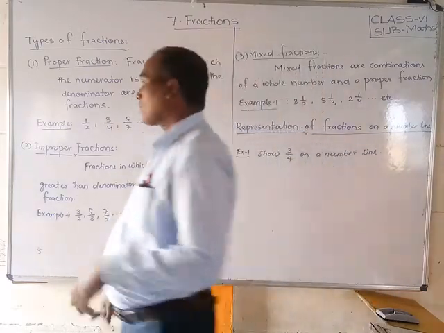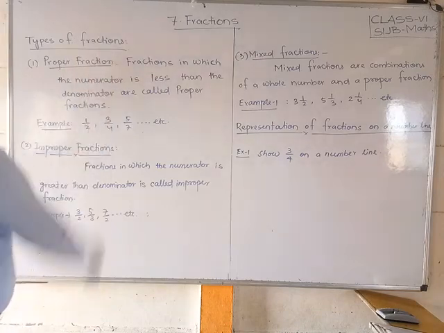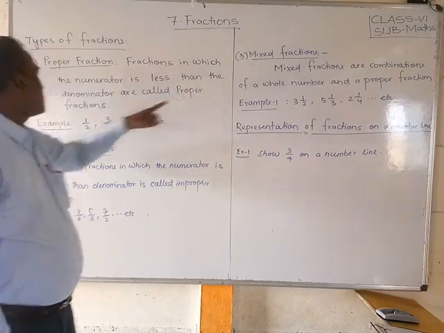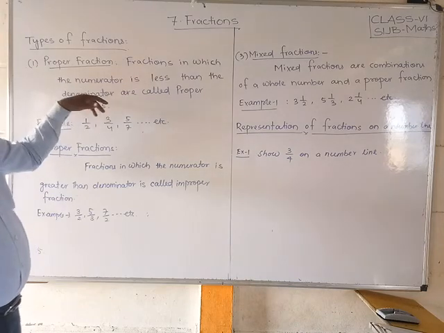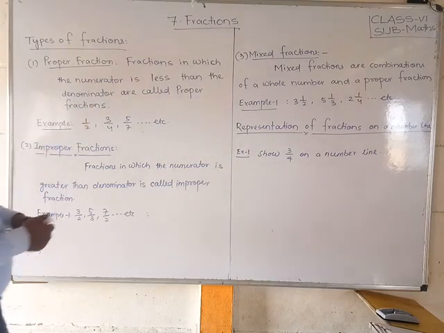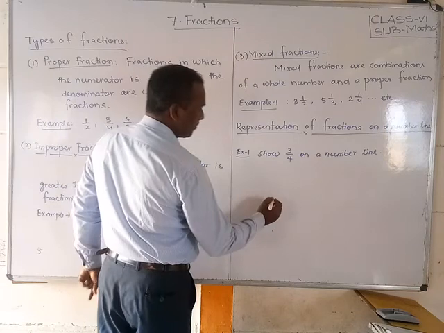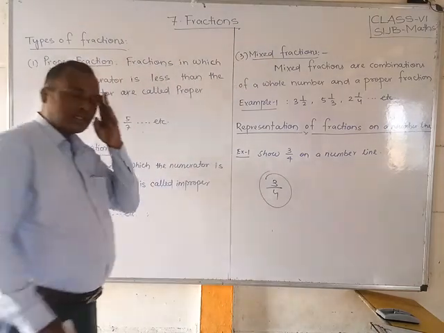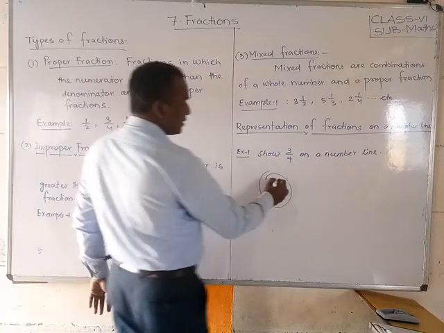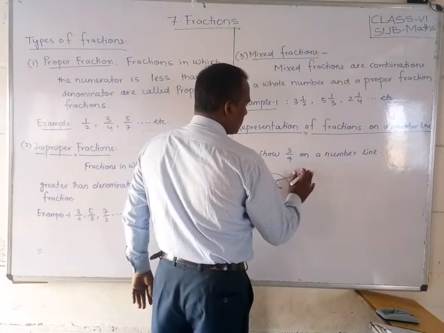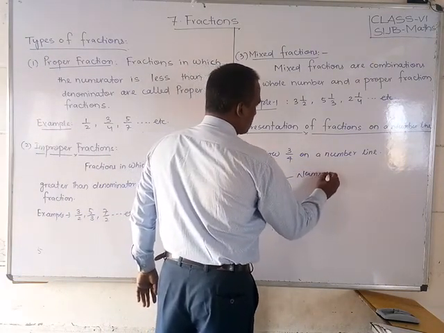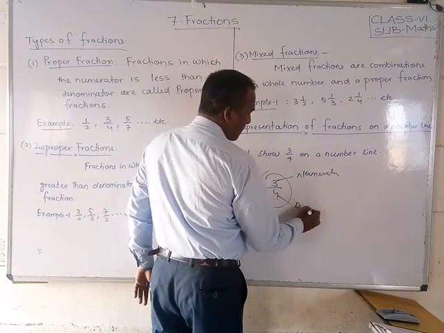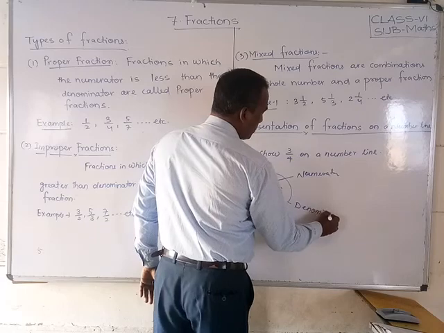See students, I have written the types of fractions, and the first is the proper fraction. Fractions in which the numerator is less than the denominator are called proper fractions. Suppose I write 3 by 4. What is the numerator? The numerator is 3. And what is the denominator? 4. This is called the denominator.